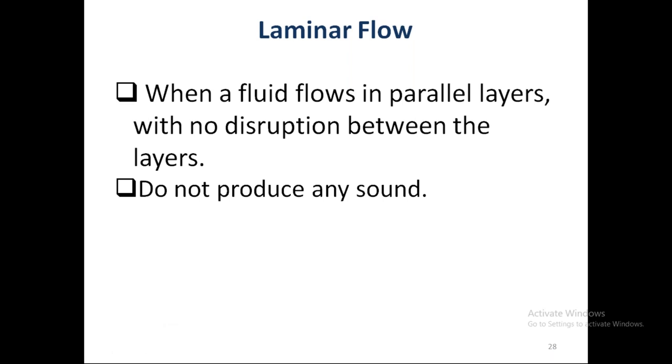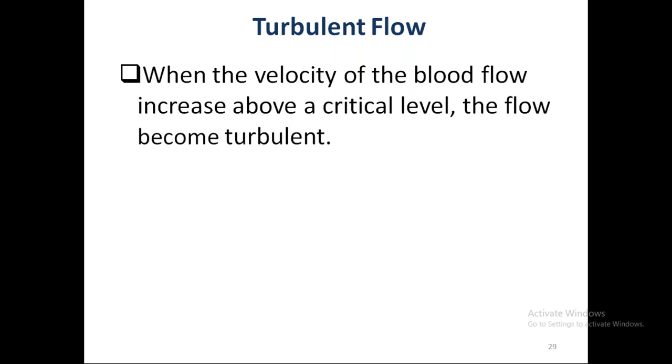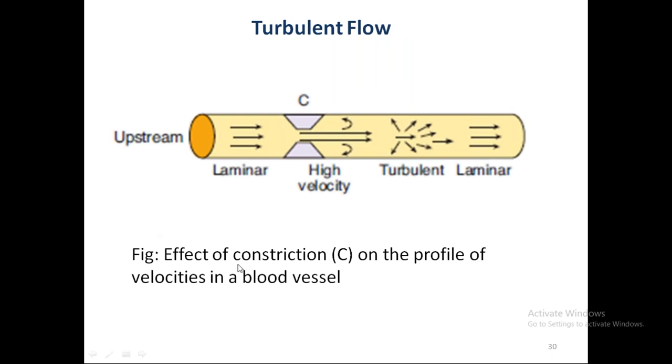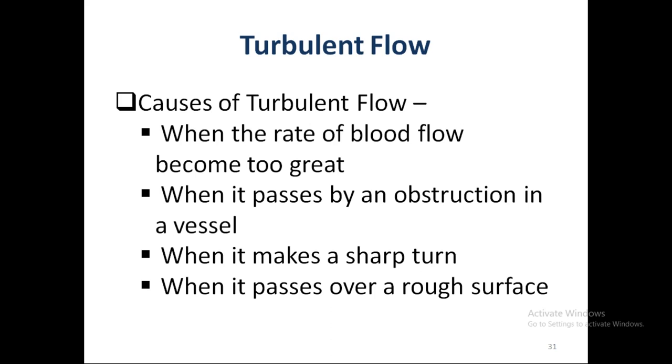But when the velocity of blood flow increases above a critical level, the flow becomes turbulent. This figure shows the effect of constriction on the profile of velocities in a blood vessel. This is laminar flow. At the constriction, the velocity becomes high, then the blood flow becomes turbulent, and after some time it turns into laminar flow again. Turbulence becomes too great when blood passes by an obstruction in a vessel, when it makes a sharp turn, or when it passes over a rough surface.